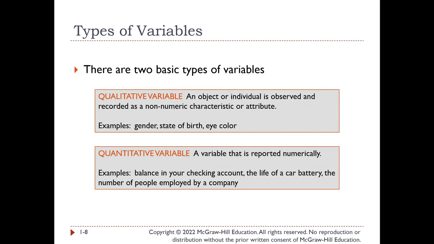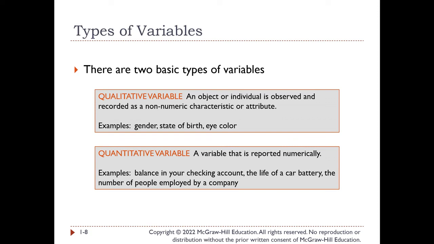So now we're going to look at some variables. And there are two basic types. I like how they stay with two. There's the qualitative variable, which is basically non-numeric. These are usually what we're going to see as informational, but still not really having any numbers in it. It's usually an object or individual that is observed and recorded as a non-numerical characteristic or attribute.